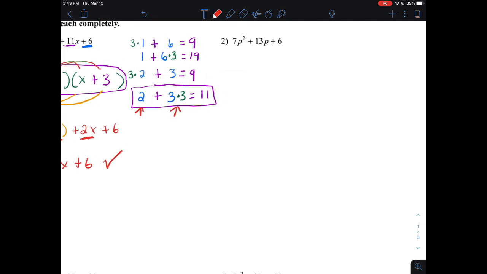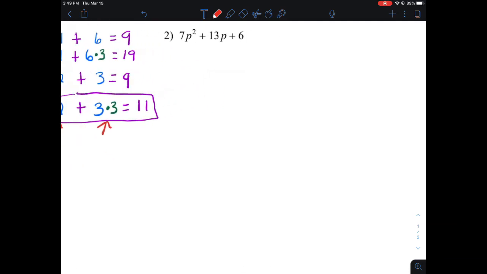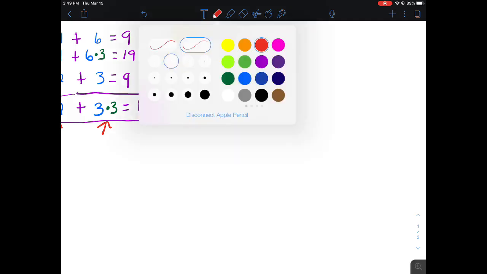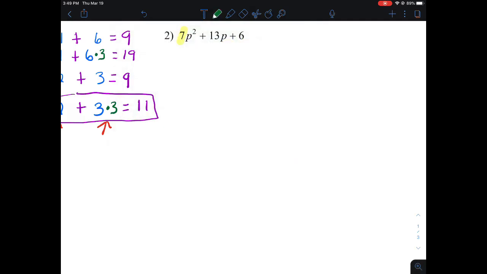All right, let's go to number 2. Trying to factor it, I look and I have a coefficient that is not 1, so I have to do that same process over again, where I have to account for all the factors of this term. Now 7 is prime again, so I have 1 and 7.